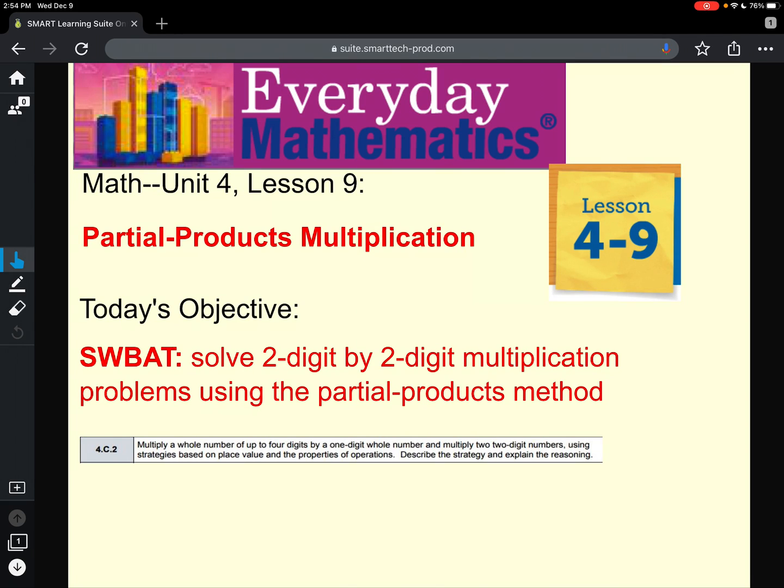Hi everybody, today we're working on Unit 4, Lesson 9. We're going to be doing partial products multiplication again today. Our objective is to be able to solve 2-digit by 2-digit multiplication problems using the partial products method. Make sure that you have your slate, marker, everyday math journal, and a pencil ready for the lesson.